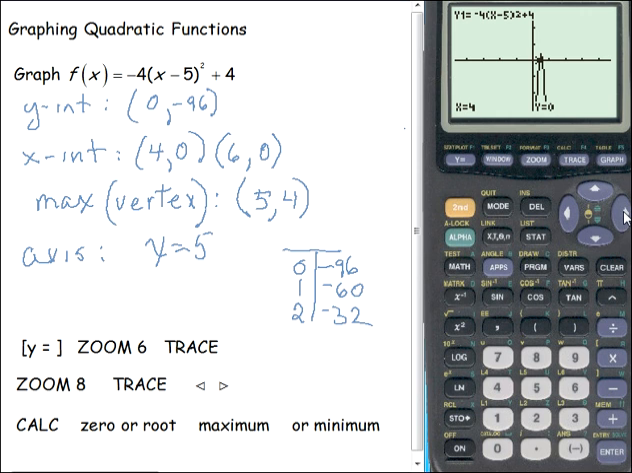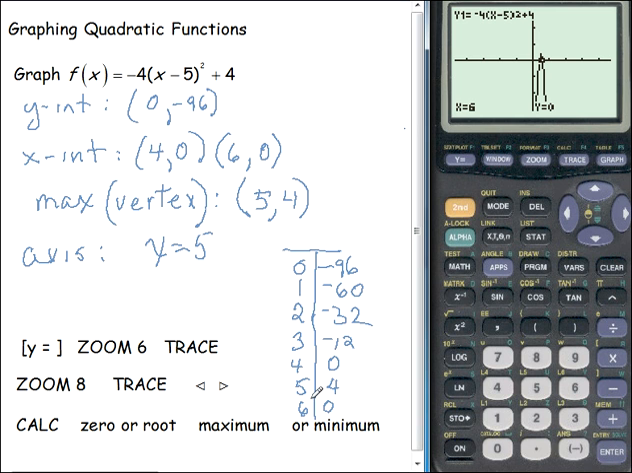3, -12, 4, 0. There's our intercept. Five, 4, 6, 0. 5, 4 was our vertex, 6, 0 was another point, and so on and so forth. Let's do one more point. 7, negative 12.